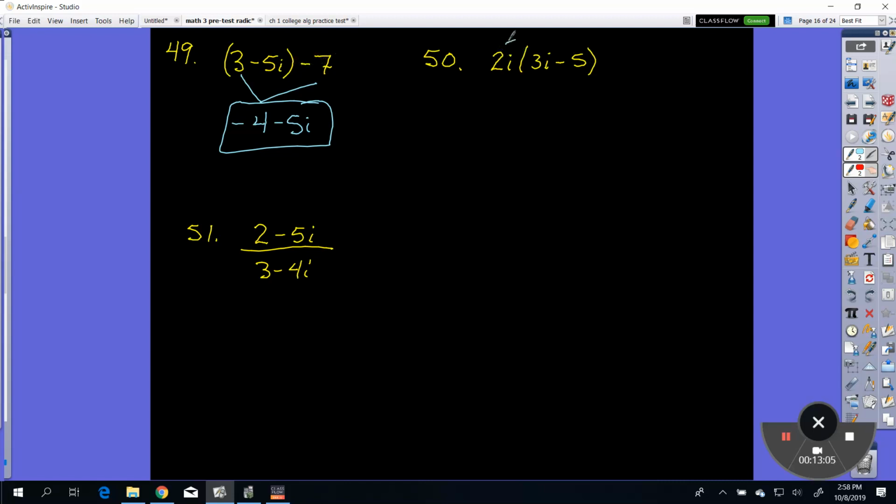So anyways, 2i times 3i is 6i squared. 2i times negative 5 is negative 10i. Remember the i squared makes the things that are positive go negative. So since this is a positive, it's going to make it go negative: 6 minus 10i.